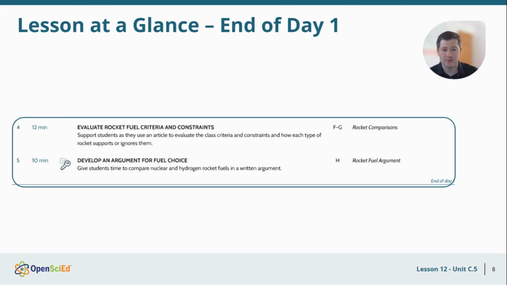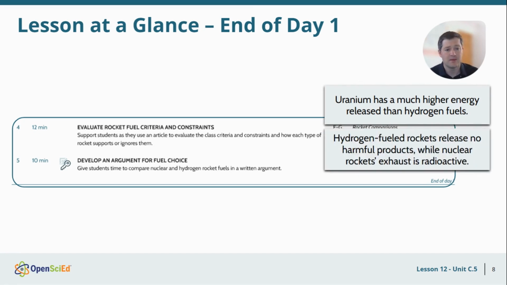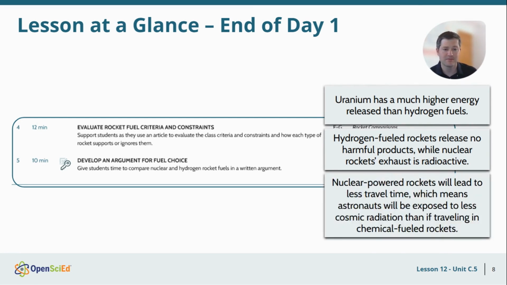Then, at the end of day one, we're going to evaluate rocket fuel criteria and constraints and develop an argument for a fuel choice. And this is going to allow us to figure out, once again, that uranium is going to have much more energy release than hydrogen fuels. Also, that hydrogen fuel rockets release no harmful products, while nuclear rockets' exhaust is radioactive, and that nuclear-powered rockets lead to less travel time, which does mean astronauts are exposed to less radiation. So this is basically providing different types of trade-offs between these two fuels. And just for reference, hydrogen-based fuels in this lesson refers to chemical hydrogen fuels, not hydrogen fuel cells, which are used to produce electricity.